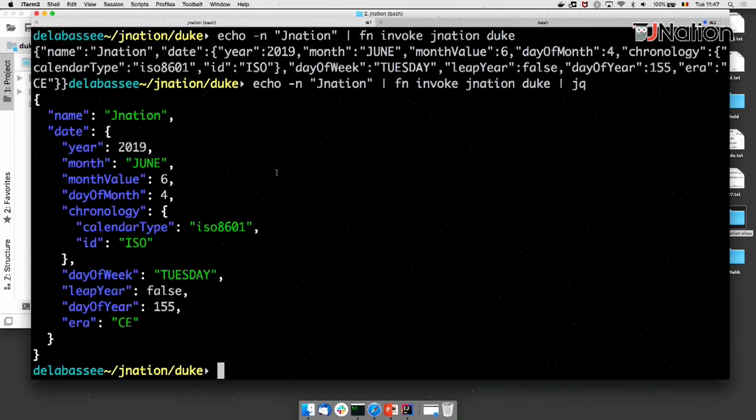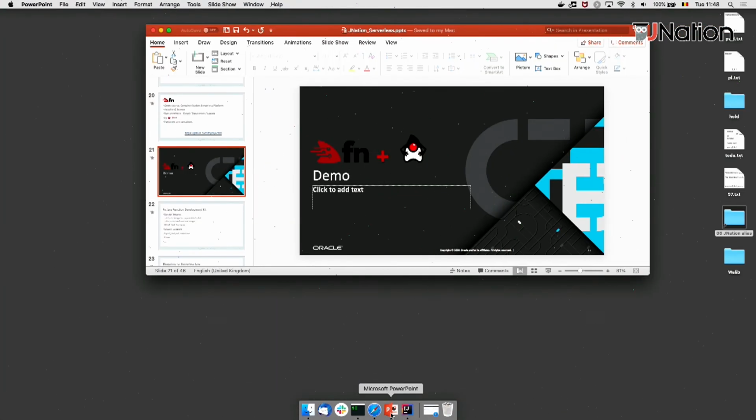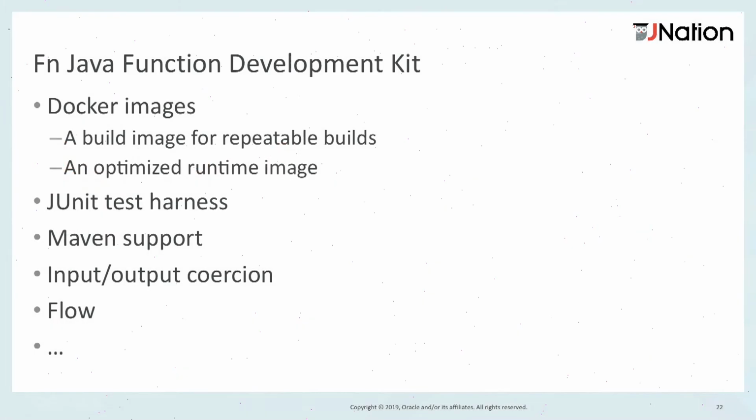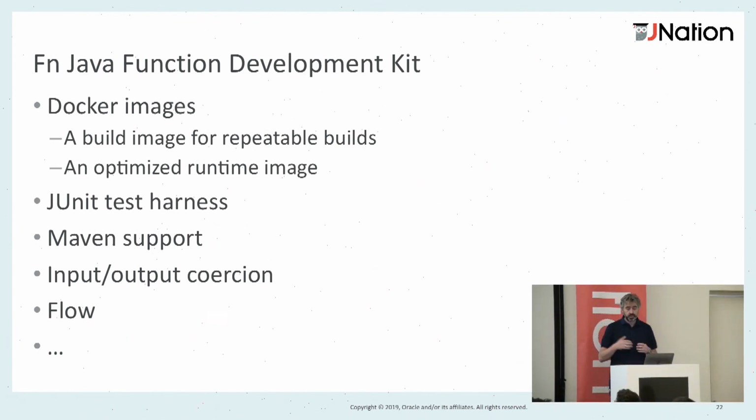So this is one of the things that is provided by the Java FDK. We have multiple function development kits, including a Java function development kit that gives us JUnit support, Maven support, input and output coercion. I've used the output coercion, but obviously I can use the input coercion, so I can pass any type of JSON document and automatically it will be converted to a Java type, and so on and so on.